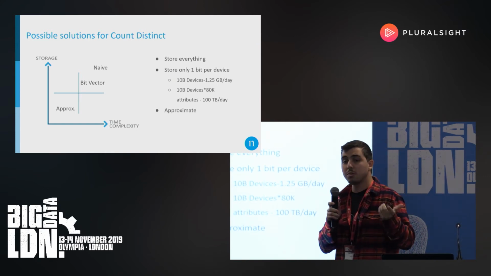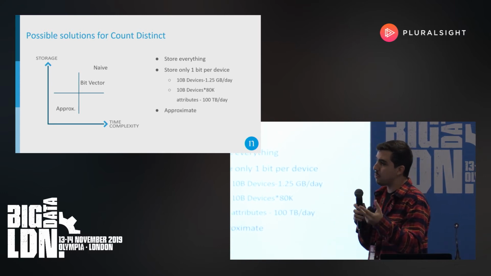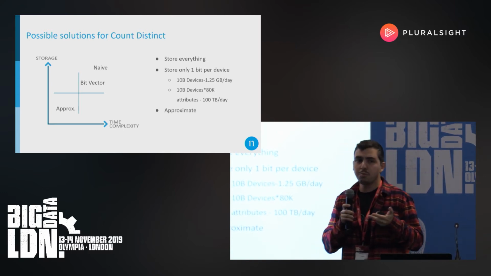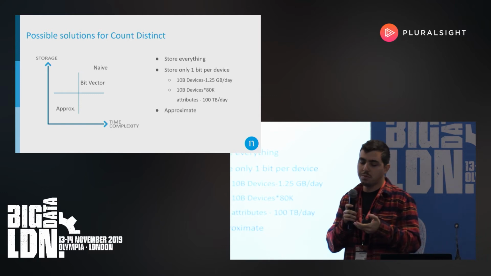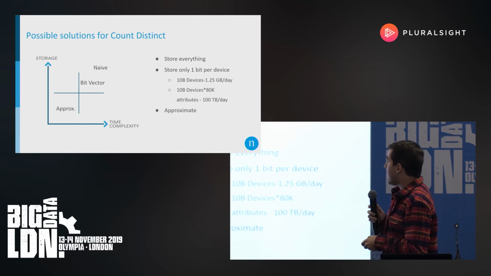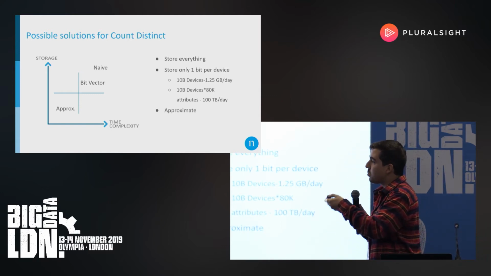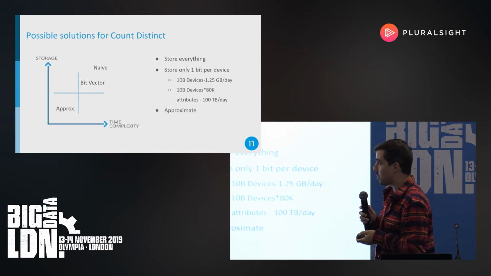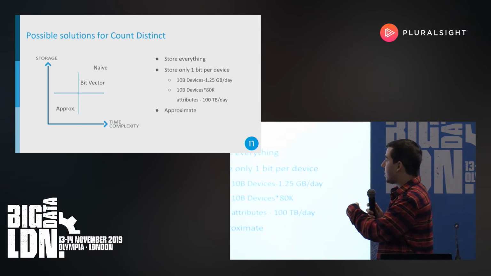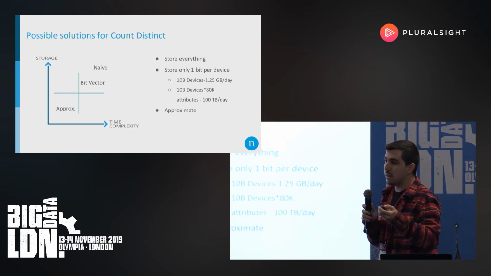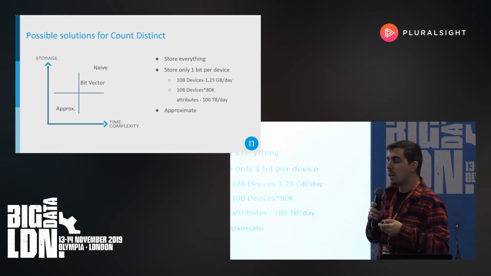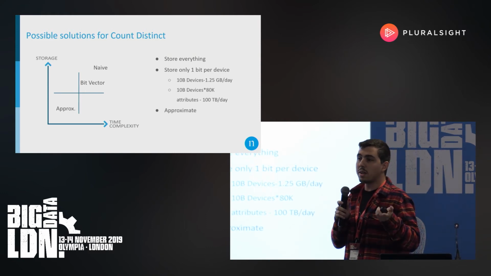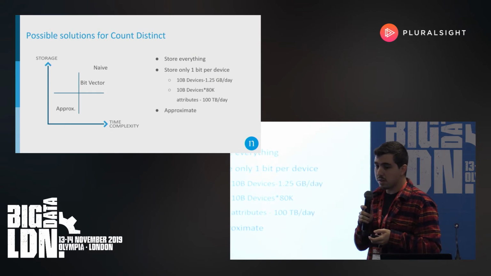And then whenever we want to do the calculation, we just go over the bit vector, check the number of bits that are turned on, and we have the answer. So this approach is, again, much more efficient in terms of storage required. In our case, since we have 10 billion devices, let's say that we have 1 attribute. It means that we need to store only 1 gigabyte per day, which is quite good.